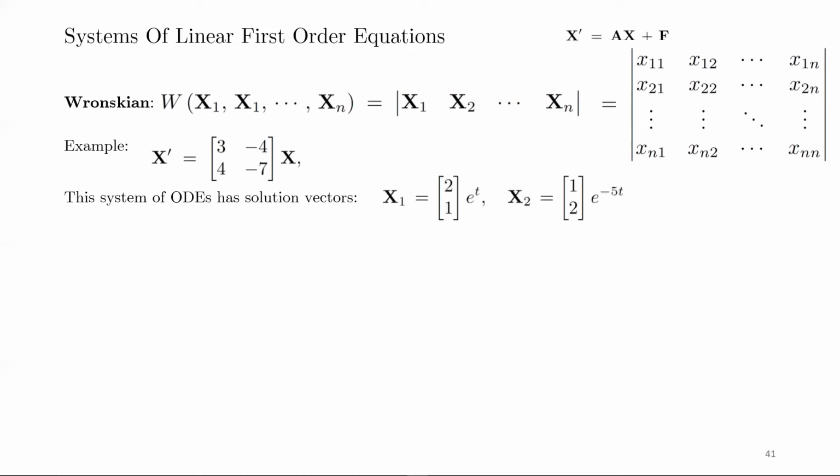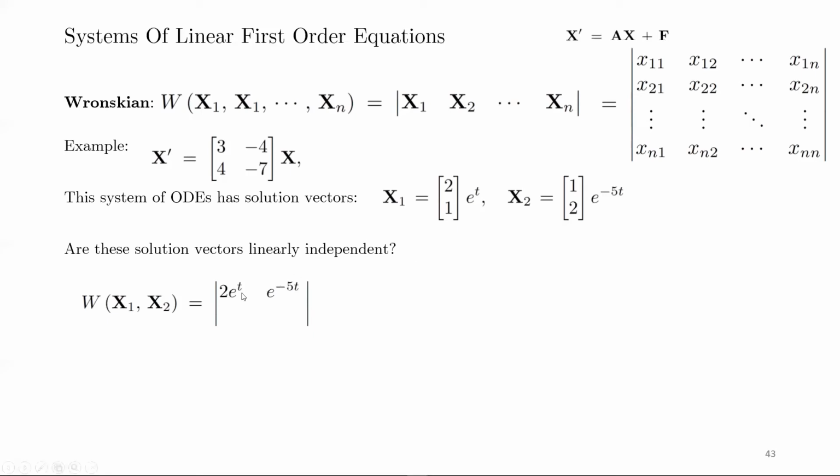But for now, I'm just going to tell you that two solutions to this homogeneous system of ODEs are the vector x1 = (2, 1) times e to the t, and the second solution, x2, is the vector (1, 2) times e to the minus 5t. Okay, so I haven't told you how I got those vectors. I've just told you that they are solution vectors. But what I want to know is, are they linearly independent solution vectors? So I can check this by calculating the Wronskian of these two solution vectors.